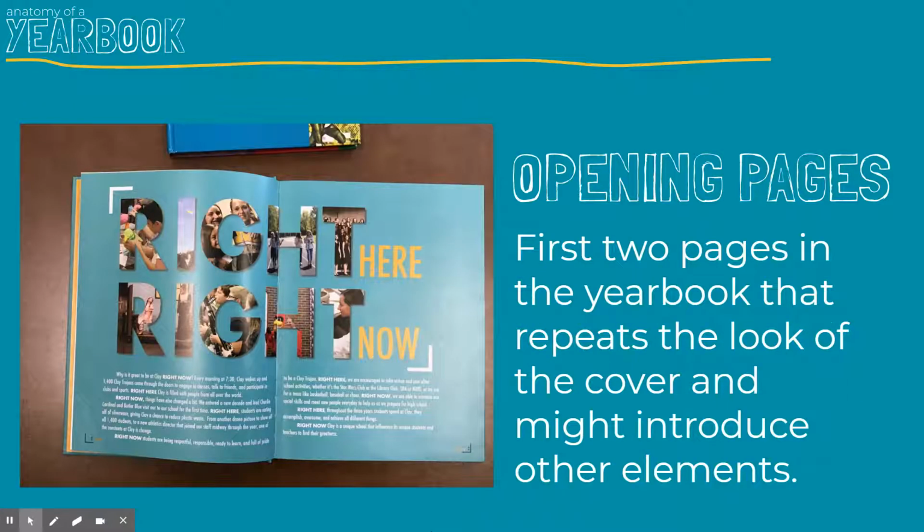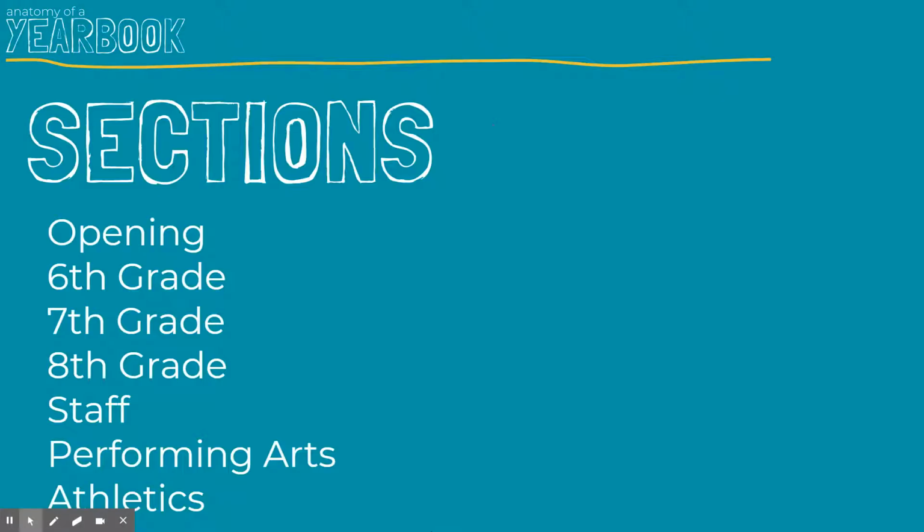Something else you could possibly design are the first two opening pages. These first two pages are in every yearbook and they repeat the look of the cover. They might introduce some new elements, but they allow for a story to explain the theme to the readers. And here we copied the "right here, right now." We have different pictures and the words, right? The "here" and the "now" are slightly different, but it's the same colors, the same yellow, and it still has those angles.